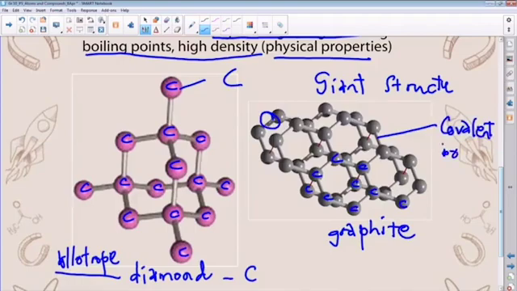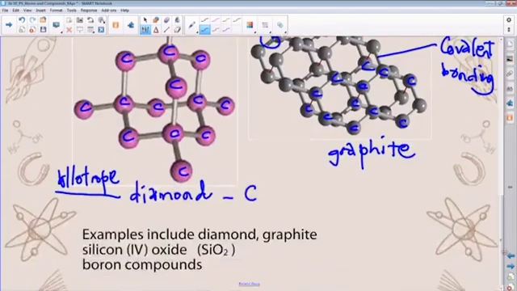Now, this is a giant network structure of an element instead of a compound, because these are atoms of the same kind. So this is covalent bonding, and it is very key to recognize that fact. Examples of other network structures include diamond and graphite, as shown in the example, and also silicon dioxide, which is also a giant structure, and some boron compounds. Some of them, definitely not all of them, as you'll realize as we go further.